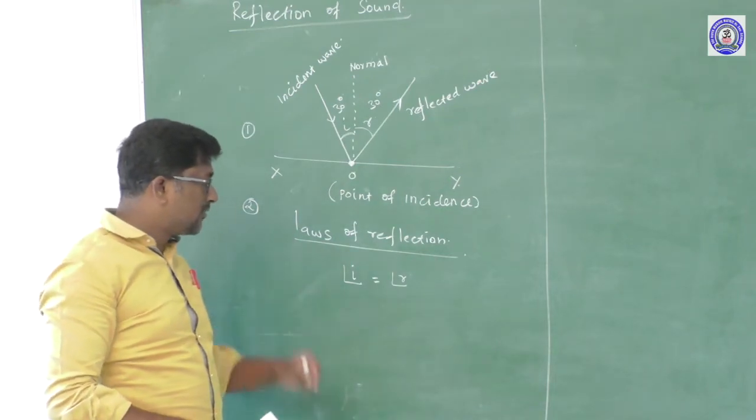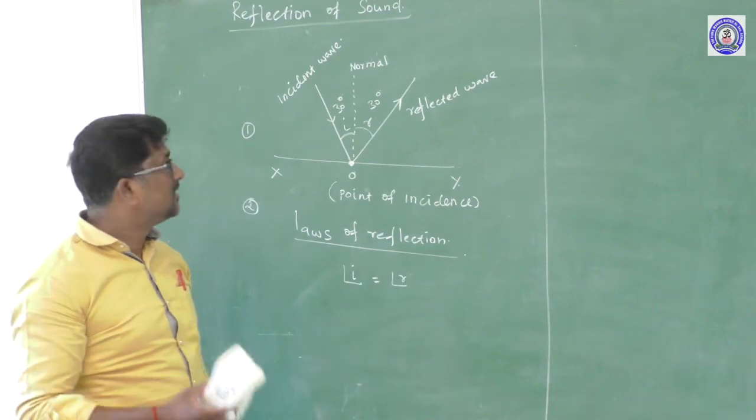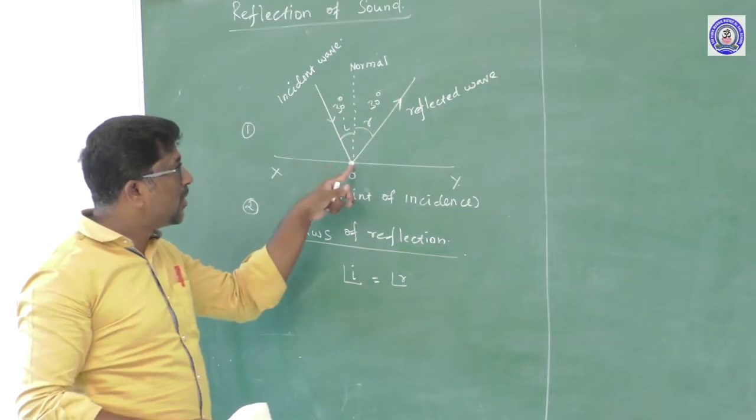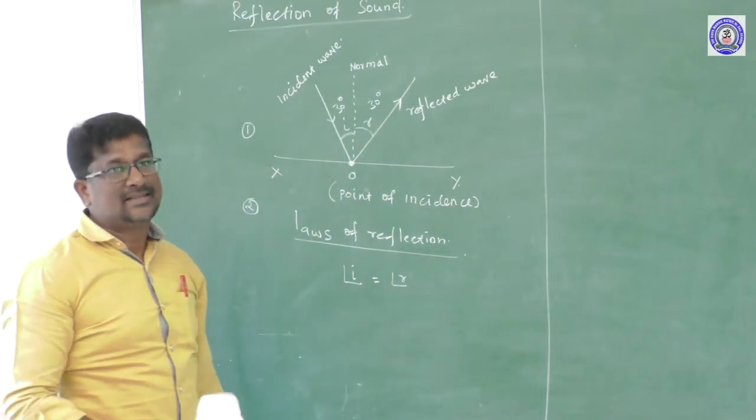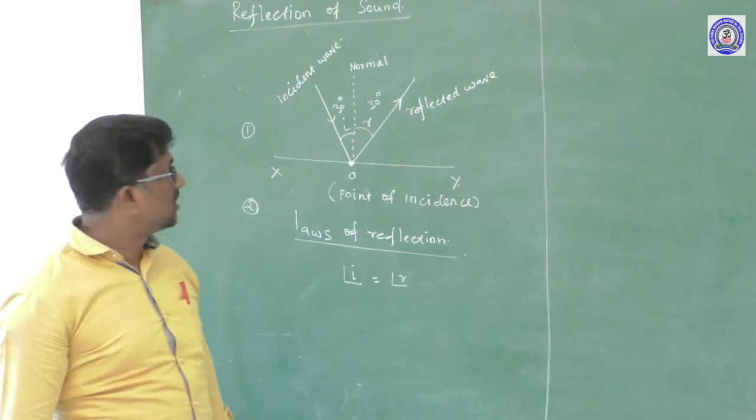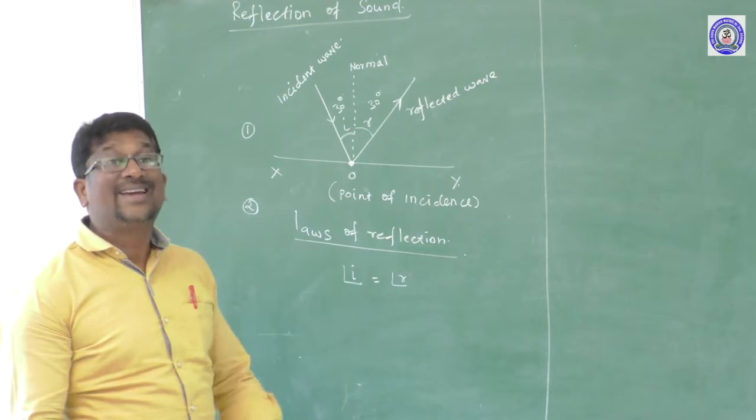So according to the first law of reflection, the angle of incidence is equal to the angle of reflection. Second, the incident wave, reflected wave and the normal line at the point of incidence all lie on the same plane. So these are the laws of reflection. The reflection of the sound wave obeys the laws of reflection like light.